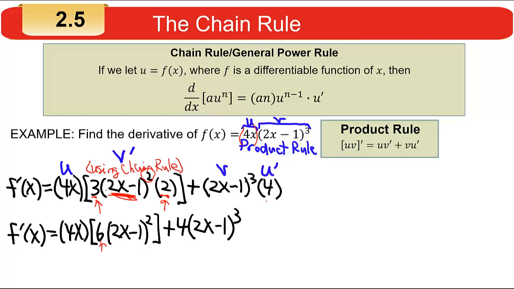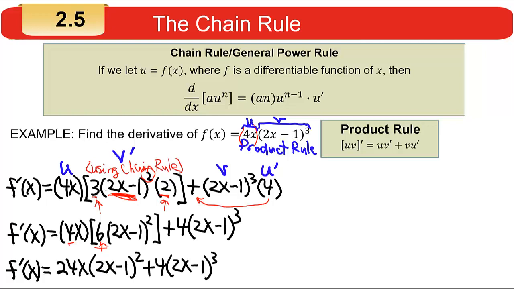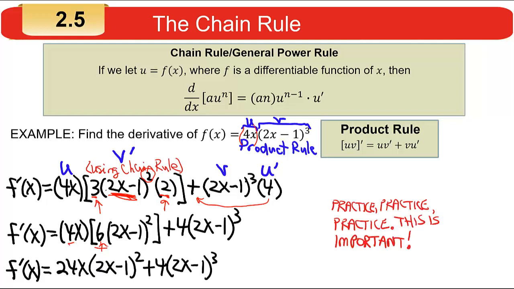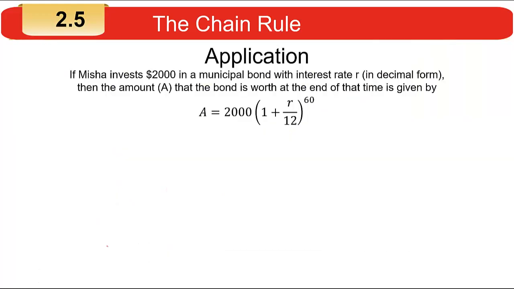And I would probably put the 4 in front just because it looks better. And then, of course, you can take 4 times 6 and get 24. And that's probably simple enough. And as I've said time and time again, and we'll continue to say time and time again, practice, practice, practice. This is extremely important.